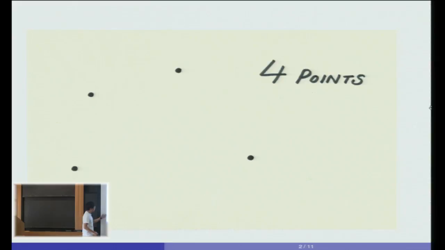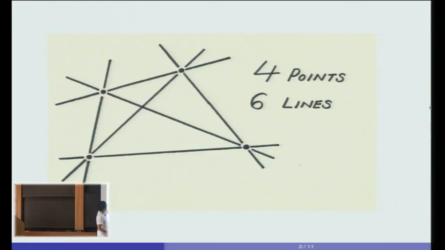So the slide is my projective plane, and pick your favorite collection of points. Let me pick four general points in the plane. And what I'm interested in is the incidences generated by this choice. So what I would do is to connect every pair of points by a line to generate six lines joining four points. So there are four points and six lines.